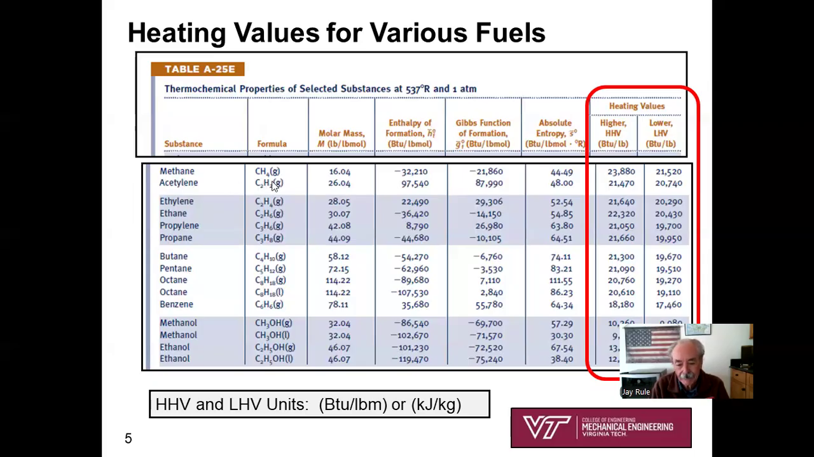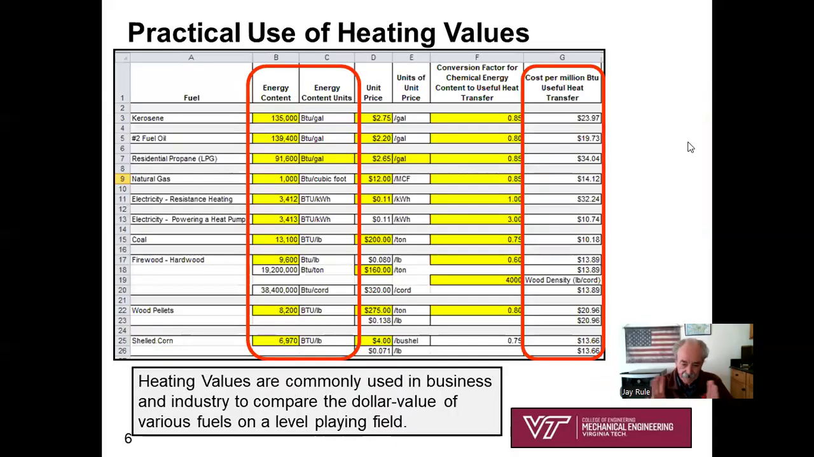You say, okay, well, that's great. How does this relate in the real world? This is an example of a spreadsheet that I came up with in my working experience, comparing the heating value of a whole bunch of a real mixture of fuels. And how would you compare them and the price of each one?